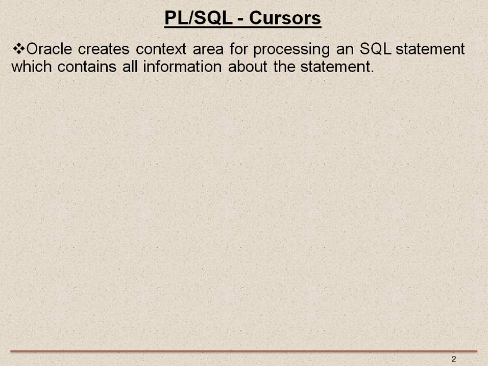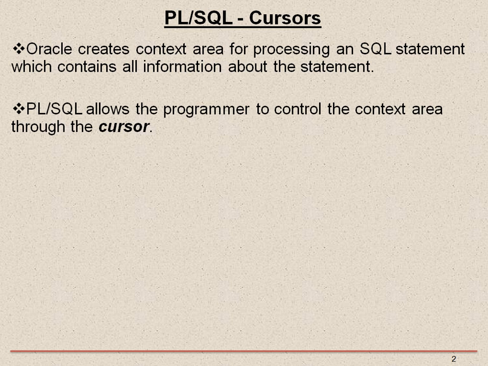Oracle creates a context area for processing an SQL statement, which contains all the information about the statement. It means that whenever we fire any type of query, maybe insert, update, delete, or select, Oracle uses some area for processing it. This contains information about these transactions. PLSQL allows the programmer to control the context area through the cursor. So the area where the transaction is happening, and which is controlled by the programmer, is known as a cursor. Okay.